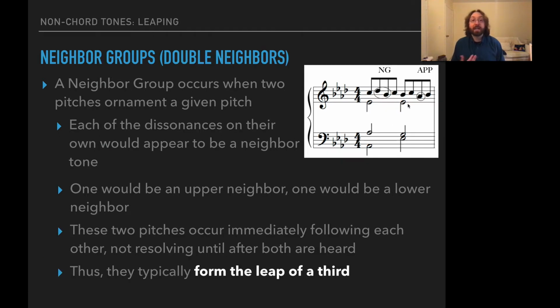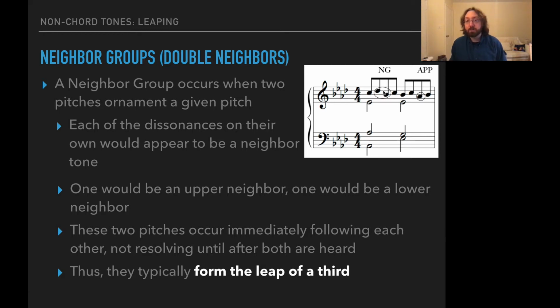Now we'll talk about neighbor groups or double neighbors. This occurs when two pitches ornament a given pitch. And before I explain it, I think the visual is actually a lot more helpful here. So here we have an A flat major chord. And we have two notes that neighbor that uppermost note, that uppermost C. So if we had an upper neighbor from that C, we'd be going C, D flat, C. And if we had a lower neighbor, we'd be going C, B flat, C.